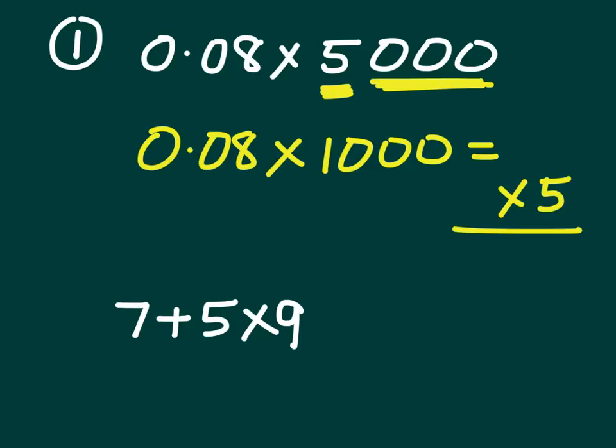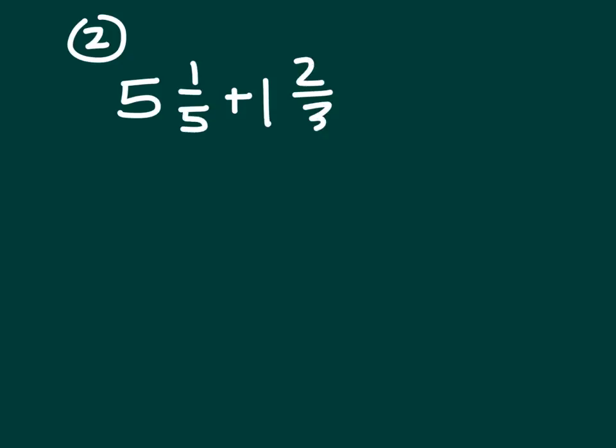For question 2, fractions. 5 and 1/5, add 1 2/3. So deal with the whole numbers first of all. So the 5 and the 1 together make 6. Then deal with the fractional part.